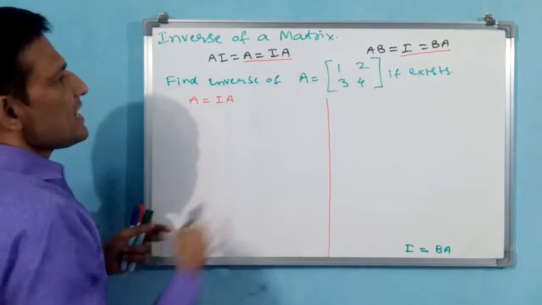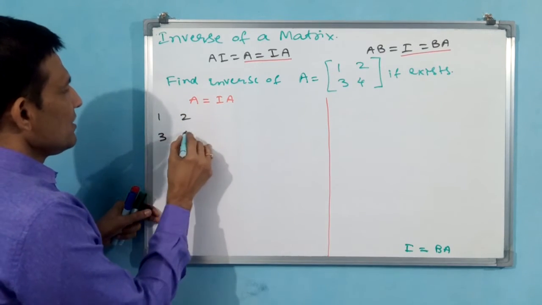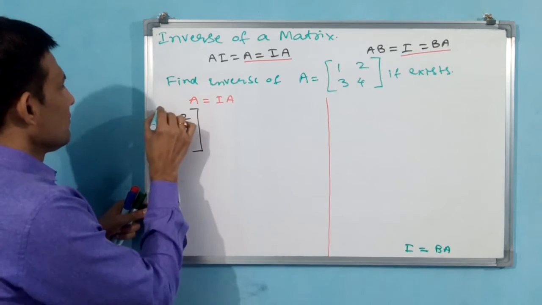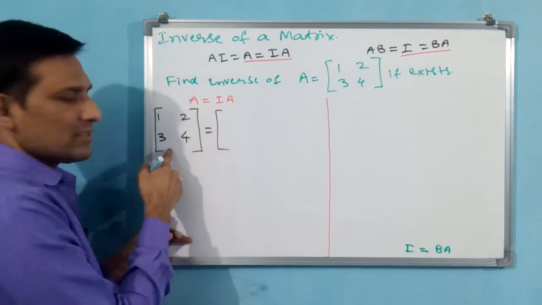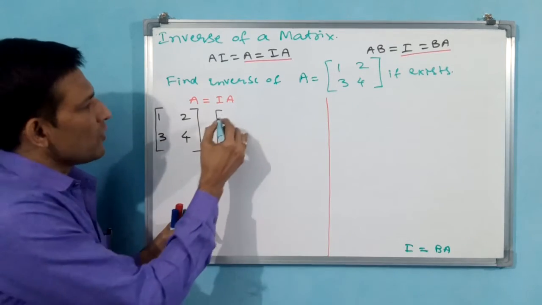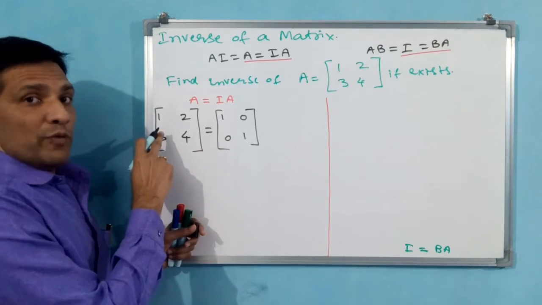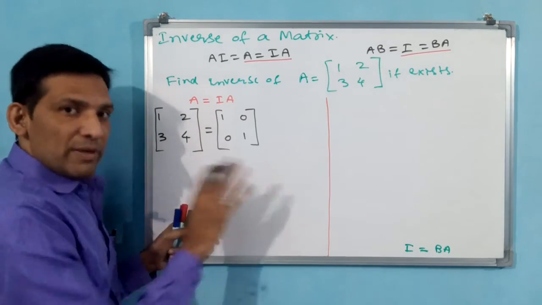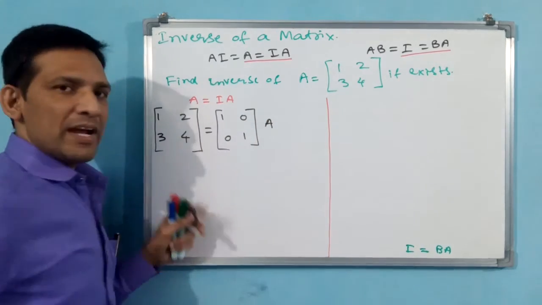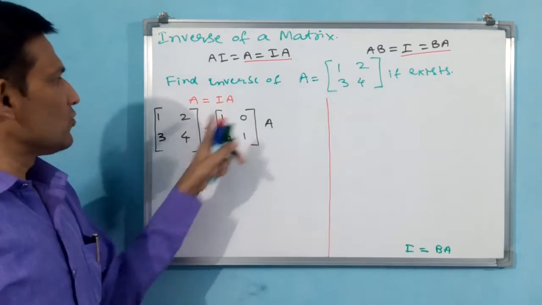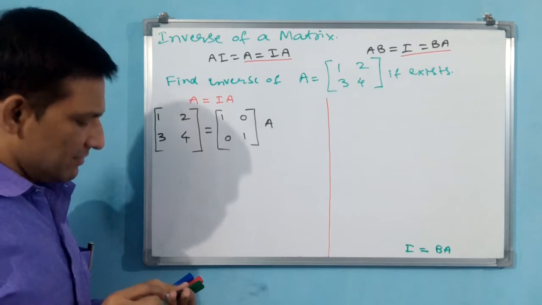What is A? 1, 2, 3, 4, is equal to. What is I? I is based on this. If A is 1, 2, 3, 4, I is 1, 0, 0, 1. If A is a 3 by 3 matrix, I also will come as 3 by 3. Now this A you simply write as A, that's all. You don't write 1, 2, 3, 4 here. That is very important.